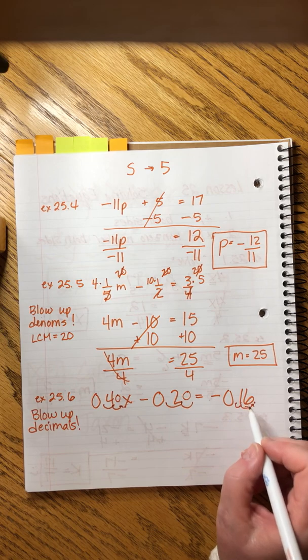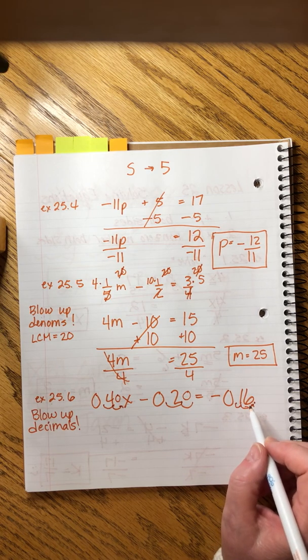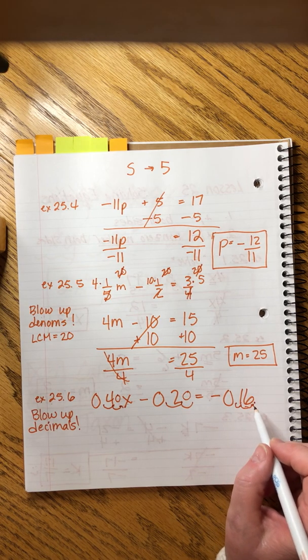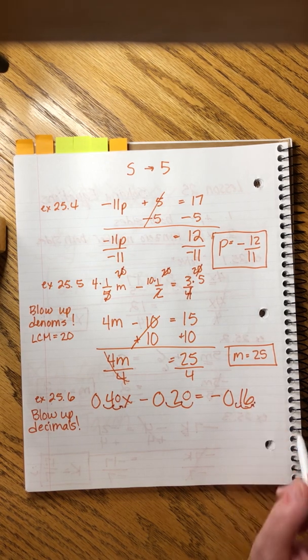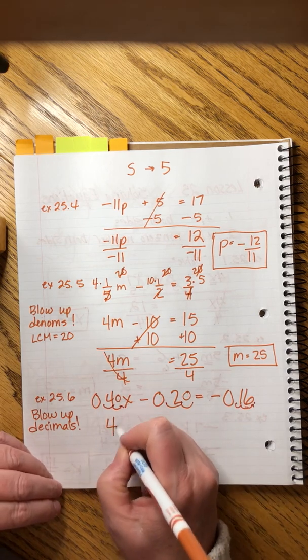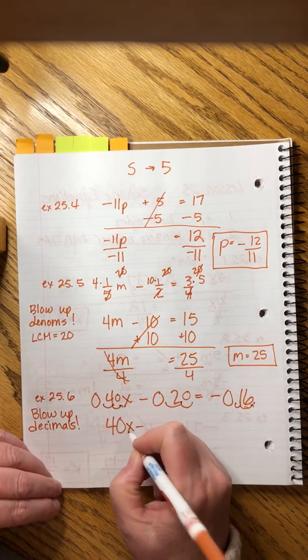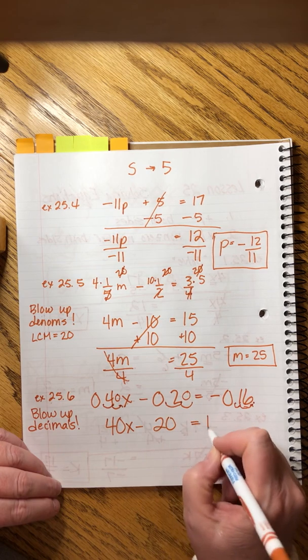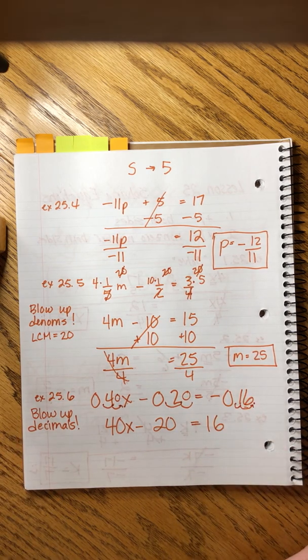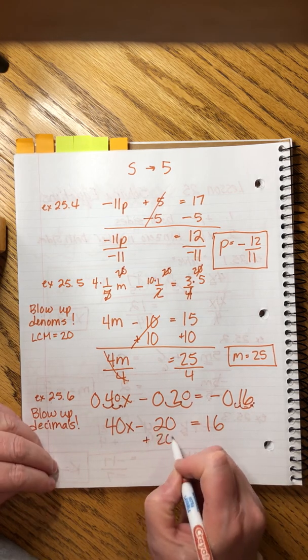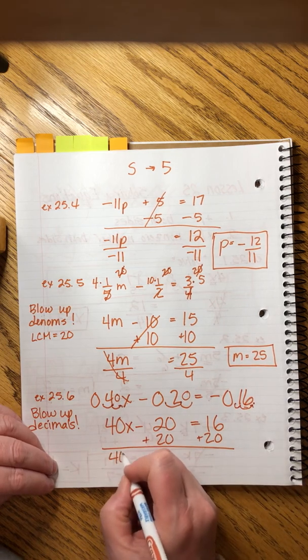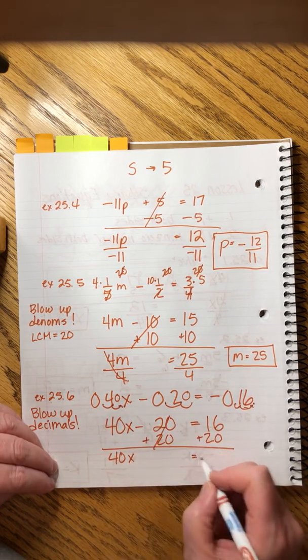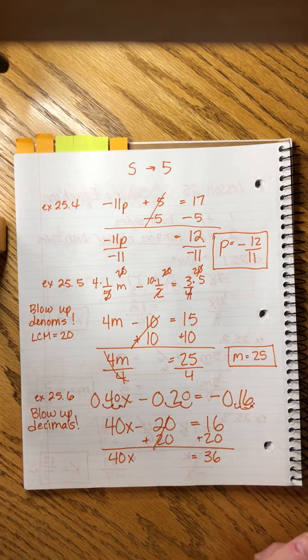So we look for the decimal with the most places and multiply by the power of 10 needed to make that one, the decimal, go away. So now we have 40x minus 20 equals minus 16. Do you like it? And then we add 20. And we get 40x equals 36.